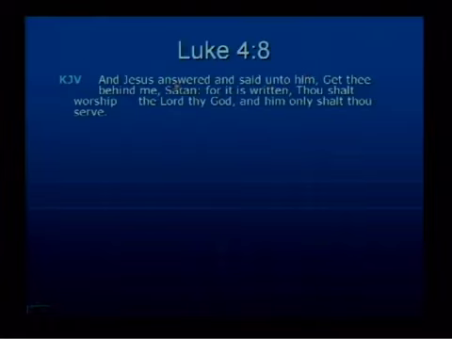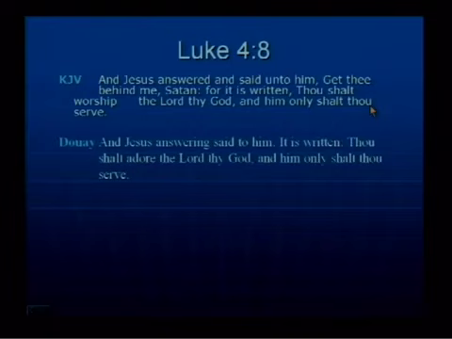Luke chapter 4, verse 8. And Jesus answered and said unto him, get thee behind me, Satan, for it is written, thou shalt worship the Lord thy God, and him only shalt thou serve. Well, the Douay, which is basically the product of the Jesuit Bible, says: and Jesus answered, said to him, it is written, thou shalt adore the Lord thy God, and him only shalt thou serve. What's gone?